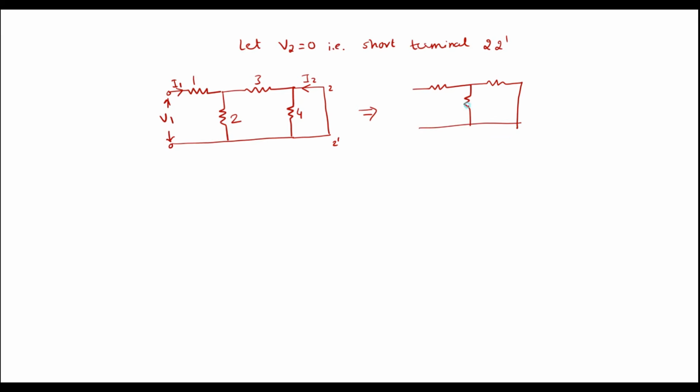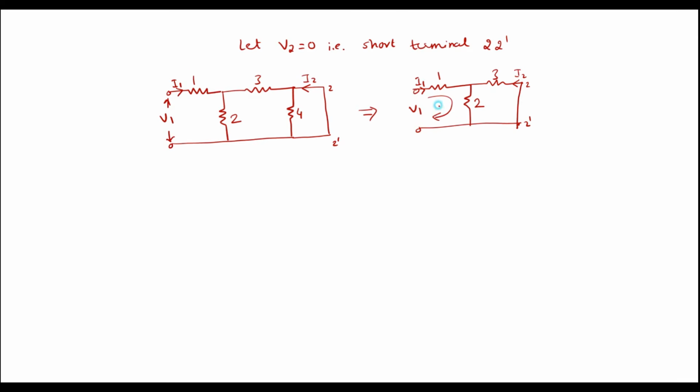Here it is V1, we have I1, this is 1 ohm, 2 ohm, 3 ohm, and we can see that this current I2 will appear here like this. So this was terminal 2 2 dash. So now in this circuit I will try to apply KVL and I will try to find the currents.